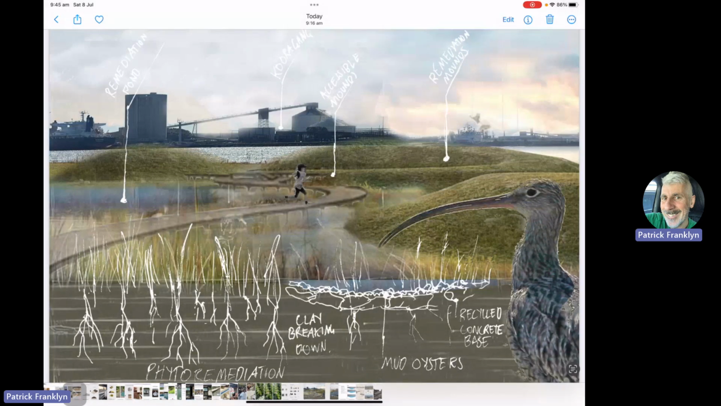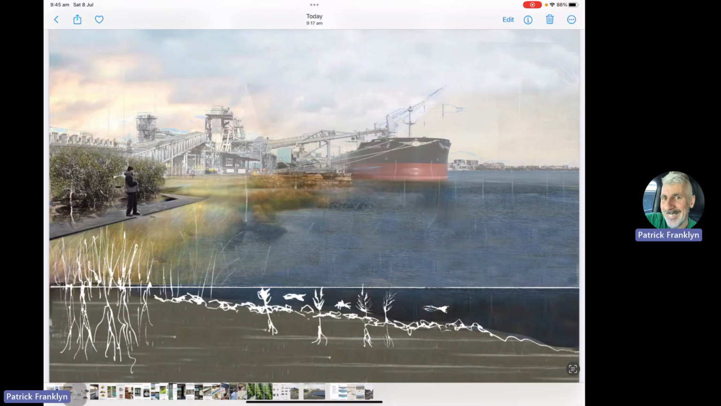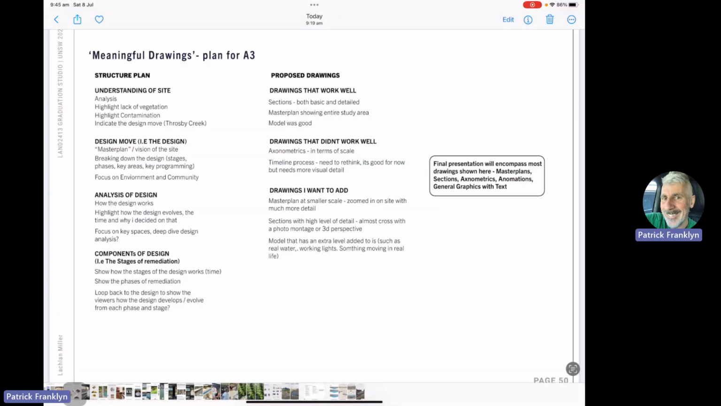Some sections from 4th year students last year. And again, this idea of sort of photo montage plus section, how you make meaningful drawings and how you combine your graphic skills. And again, the same thing here, where we get a section talking about what's happening under the water with what's happening in meaningful drawings. This is not Latham's, this is Lachlan Miller, that's his name. He did a very good layout of his meaningful drawings in his plan into his final 5 or 6 weeks. You know, what I'm going to be drawing.